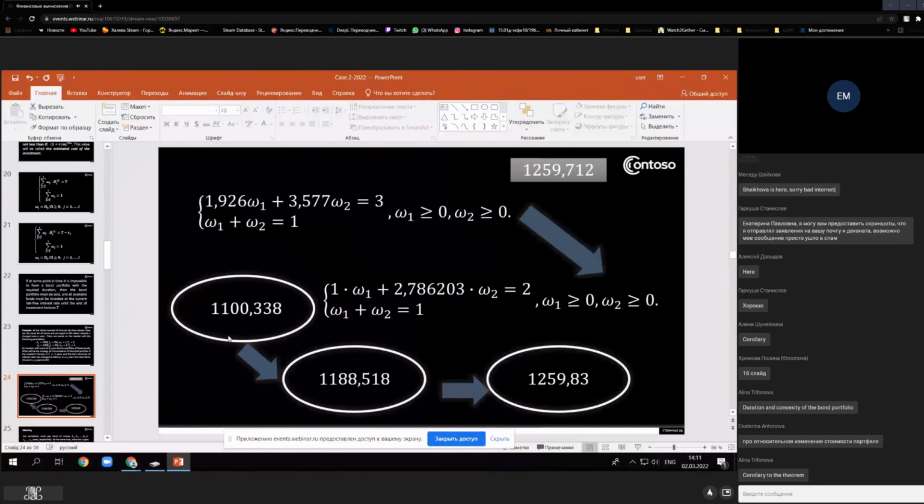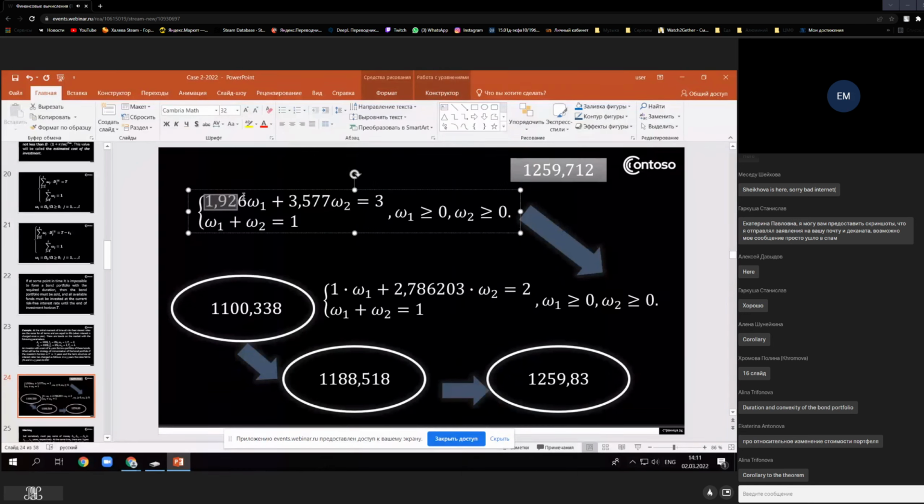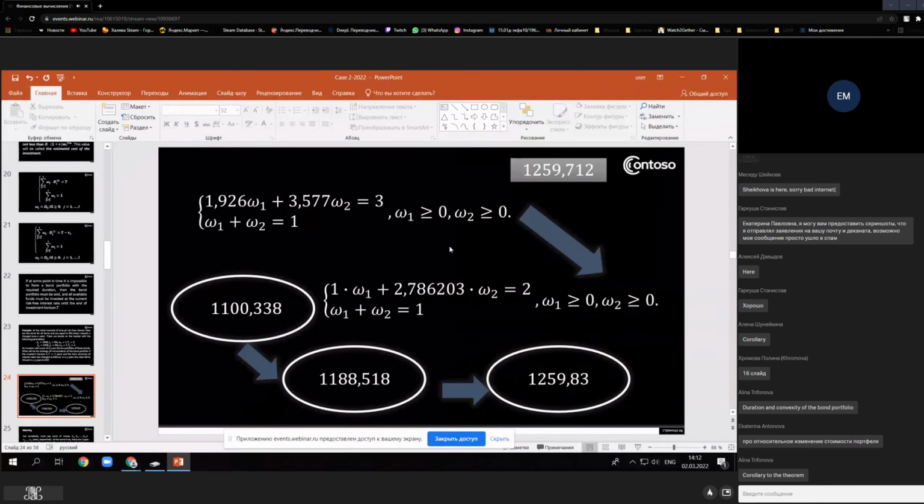What should we do? First of all, we should form the system like this. You will calculate the duration of the first bond, then the duration of the second bond. This is of the first one, and this is of the second one. So you are solving this equation, and you will find the first portfolio.